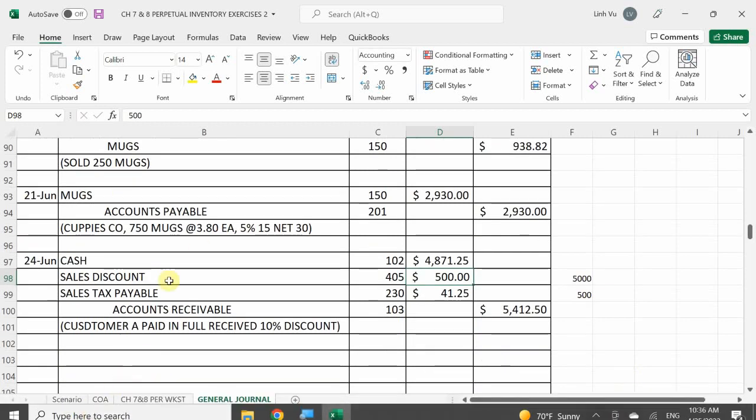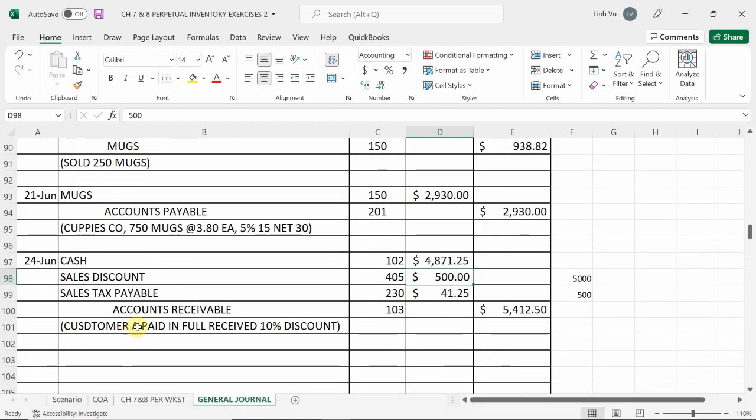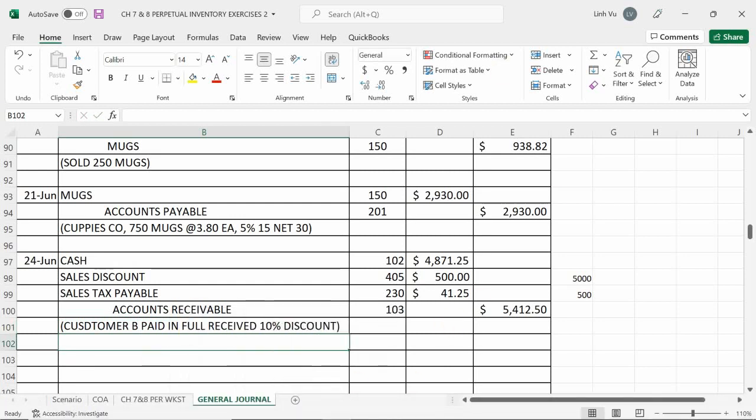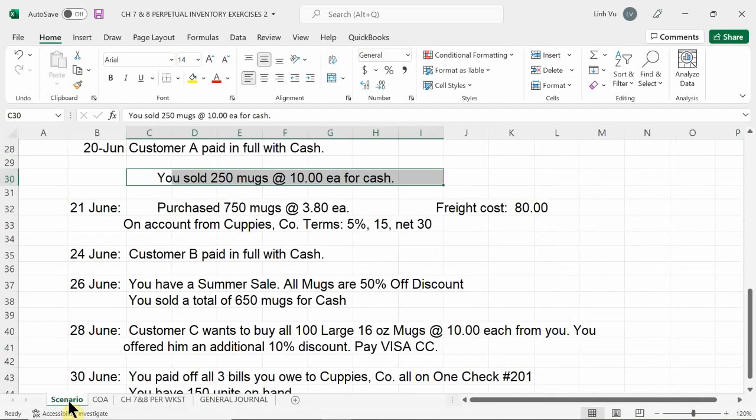All right. And then, of course, customer B paid in full, okay, and received a 10% discount. Good. Okay. So let's see what's next. Okay, so that was the 24th of June. Customer B paid in full with cash.